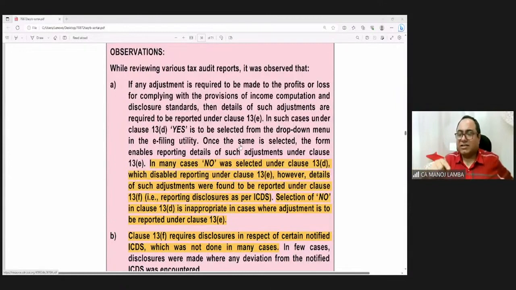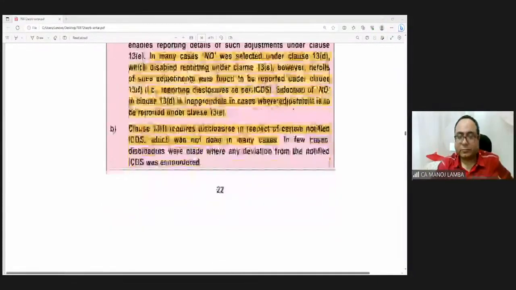However, detail of such adjustment is found to be reported in 13F, which is absolutely wrong. If 13D is yes, then reporting is to be given in 13E, not in 13F. 13F deals with the disclosure requirement only. So please take care of that.